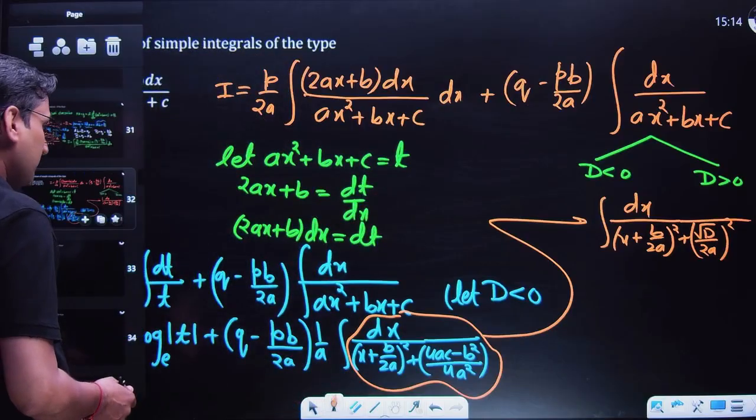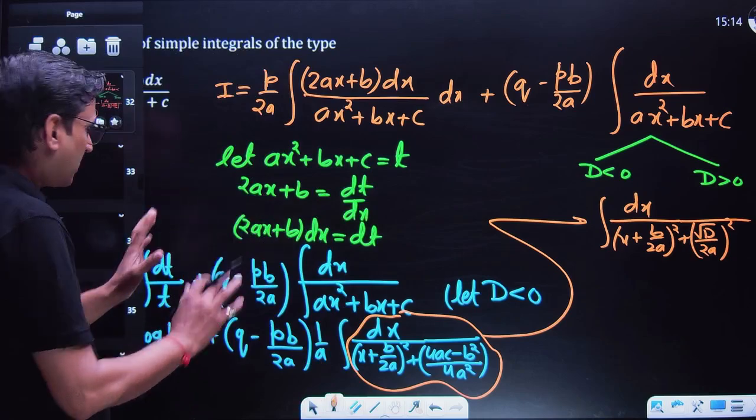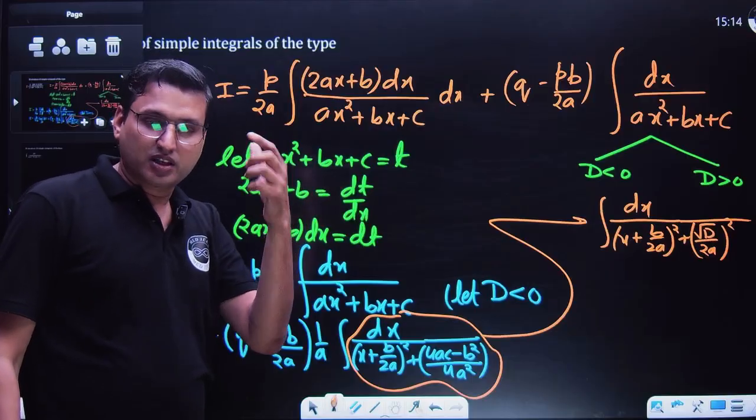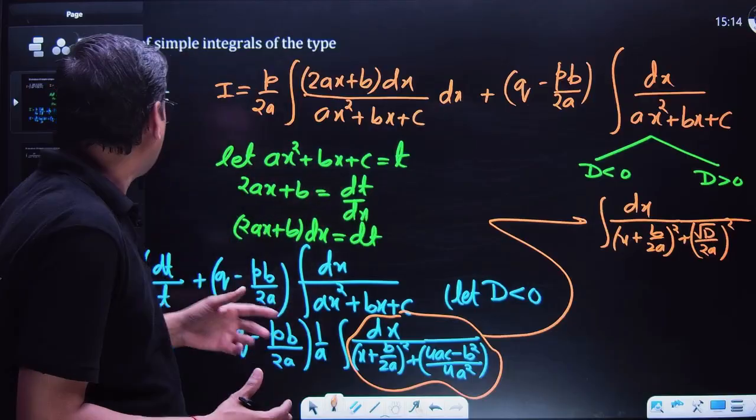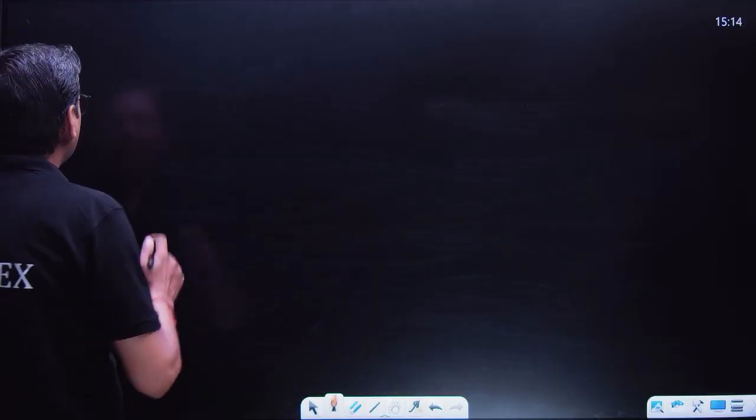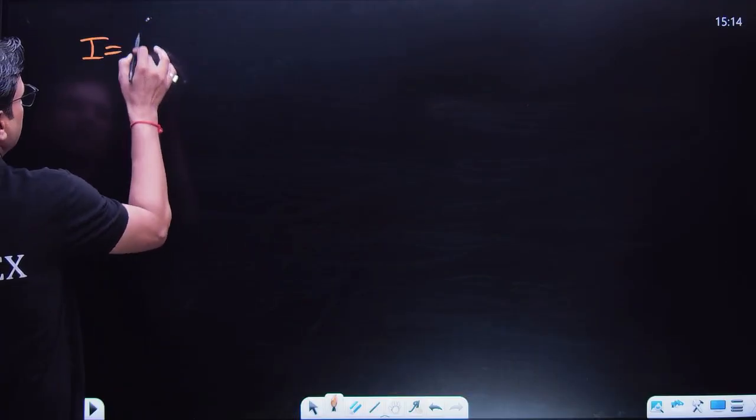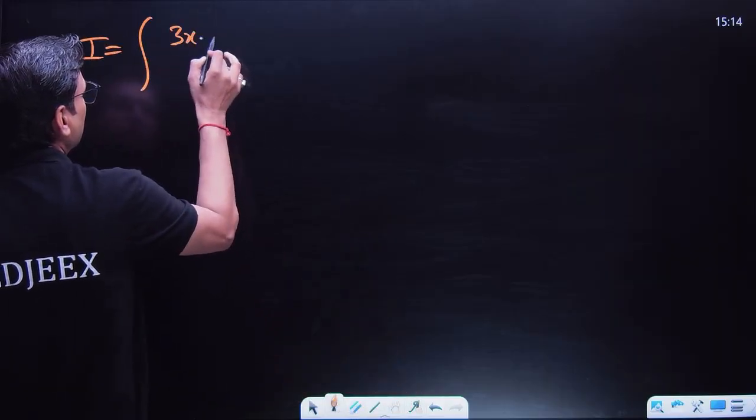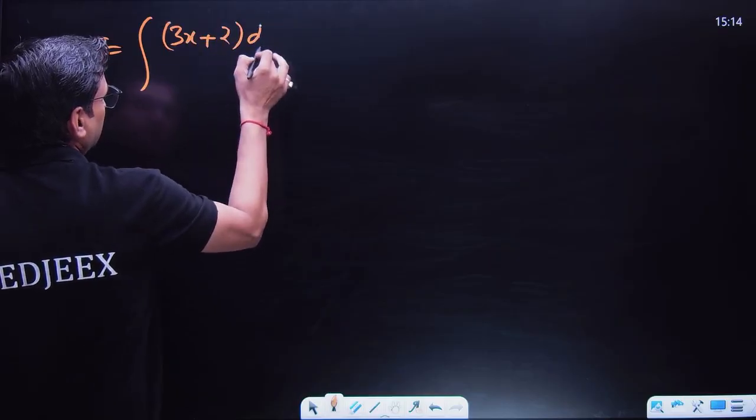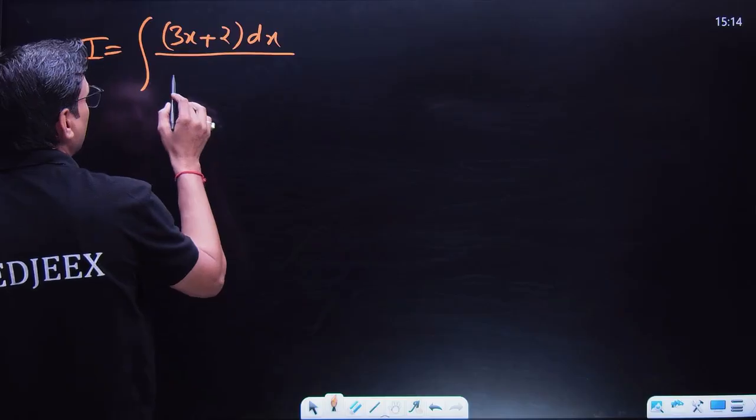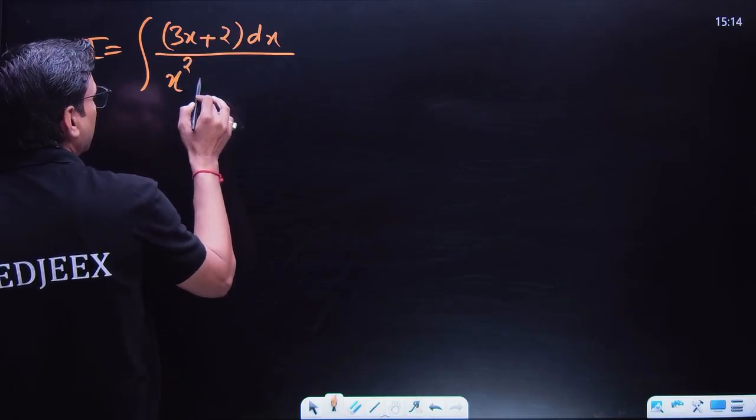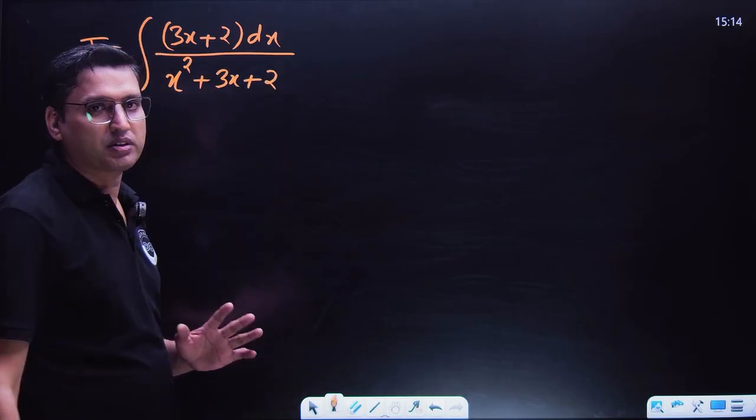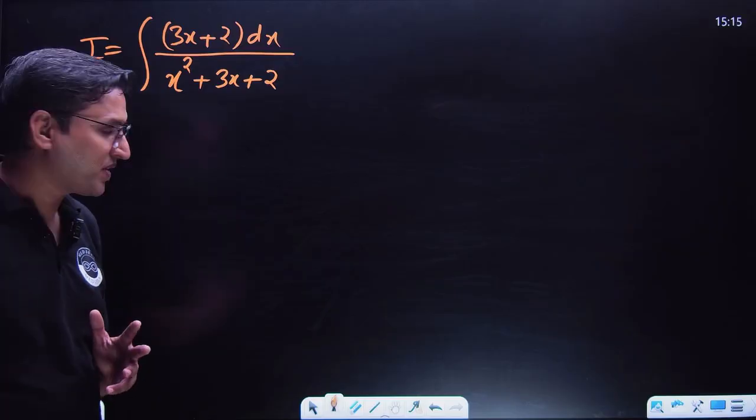Now look here, this was the methodology, but I'll tell you how to solve using this particular case of integration. Take an example of this. I can be written as the integral of (3x + 2) dx divided by x² + 3x + 2. This is my question. Let us take an example.